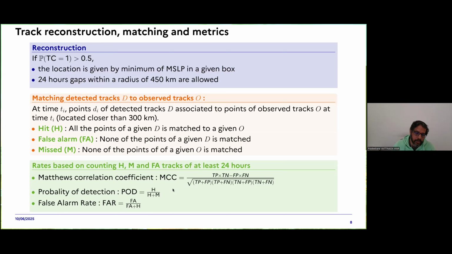And then two metrics only related to the whole tracks. The probability of detection, which is the ratio between the hits and the sum of the hits and misses, and then the false alarm rate, which is the ratio between the false alarms and the sum of false alarms and hits.